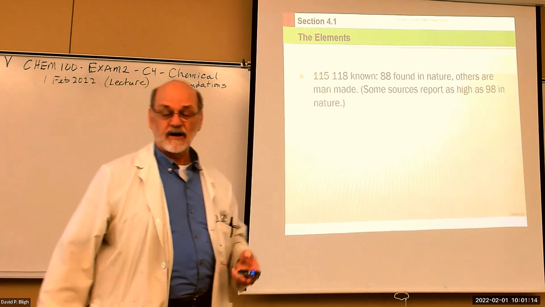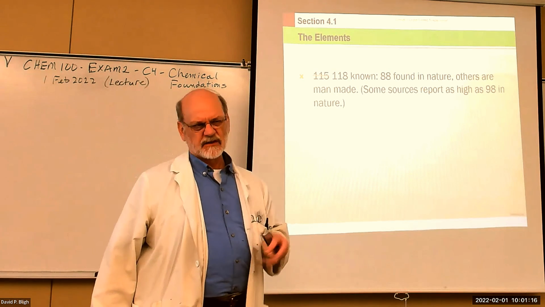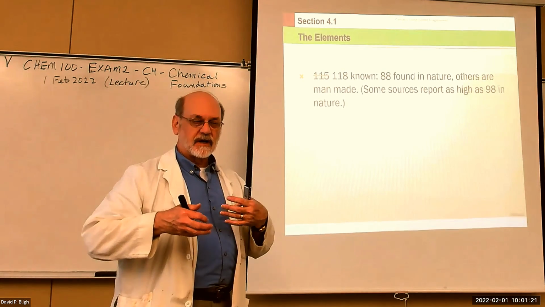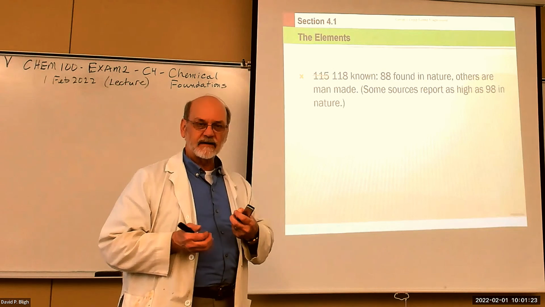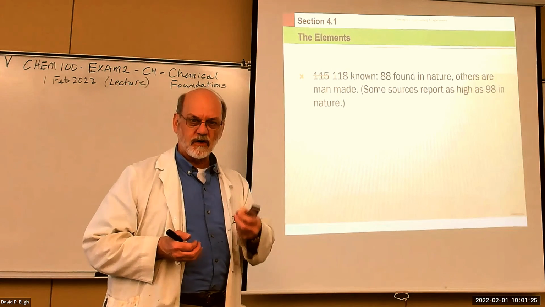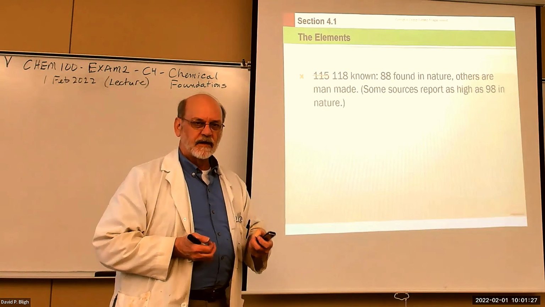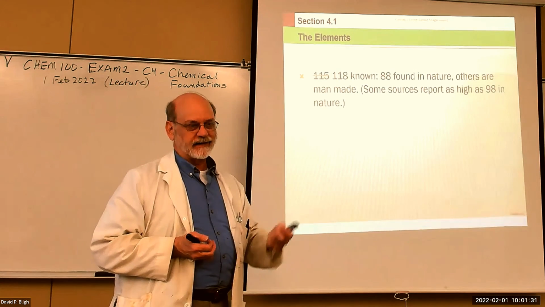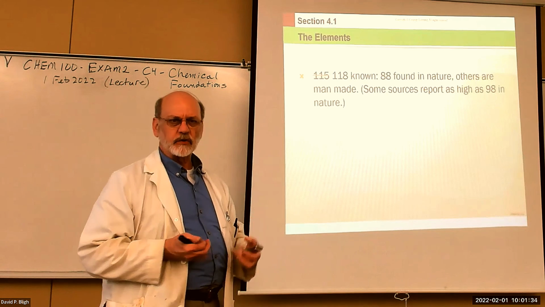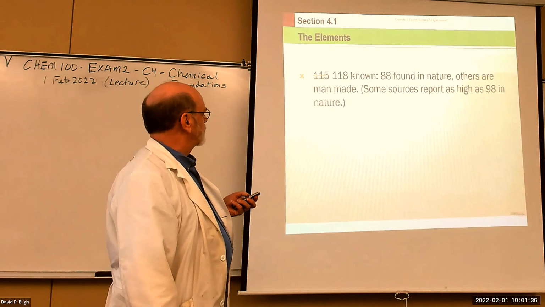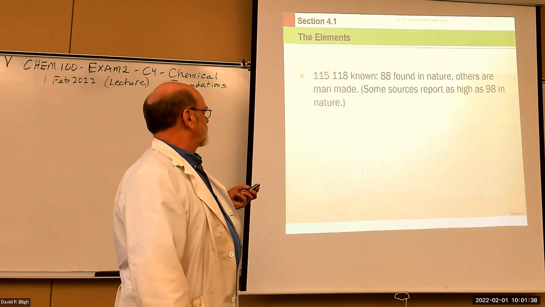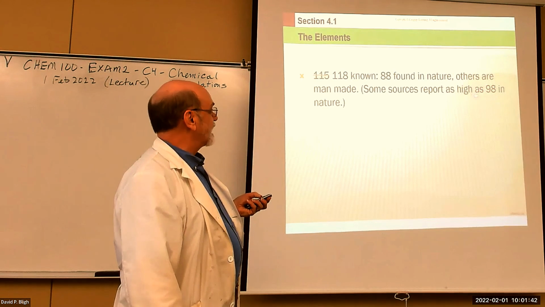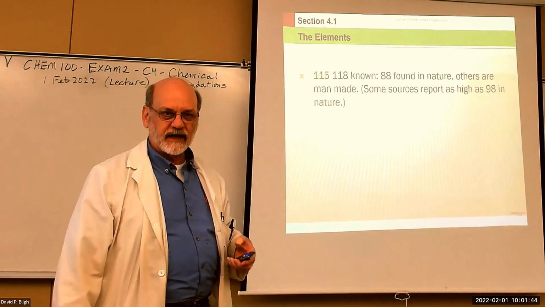Approximately 88 are found in nature. It's probably higher than that because our analytical techniques become more refined. They're able to detect smaller amounts in nature. So some of the previously man-made elements now we can find in nature. Not all of them, but a few. Another estimate is 98 rather than 88 are found in nature.